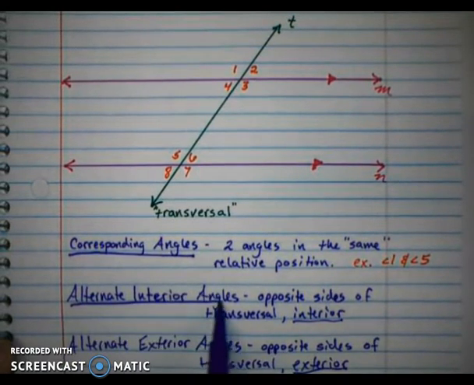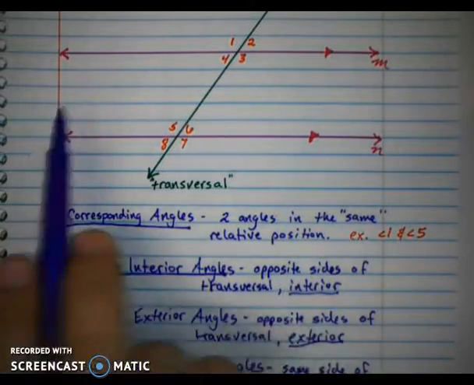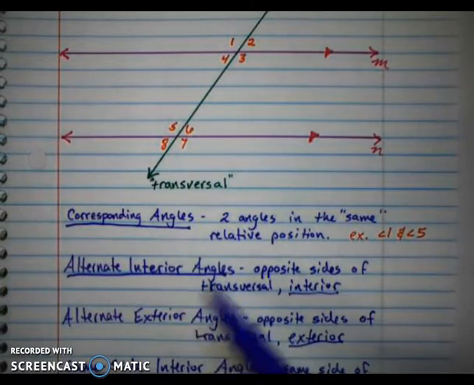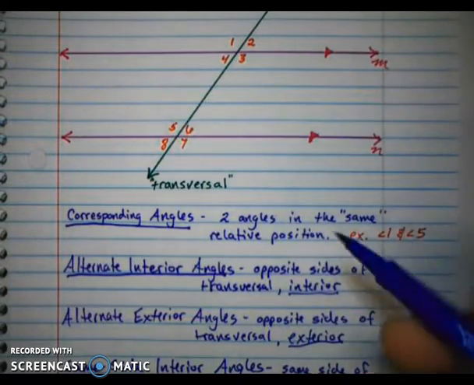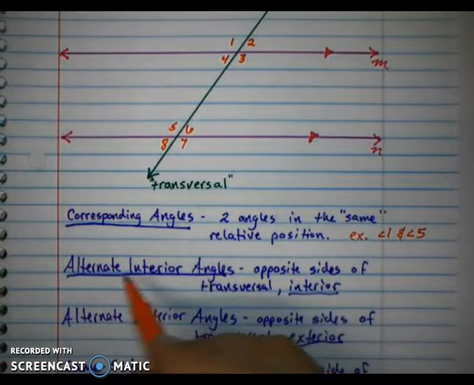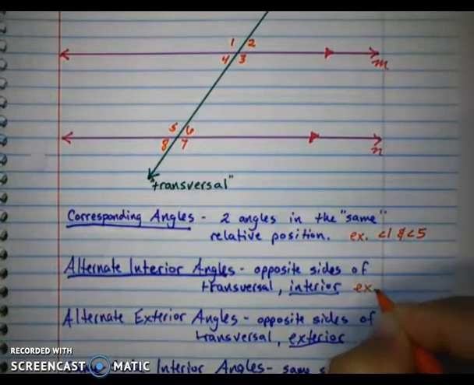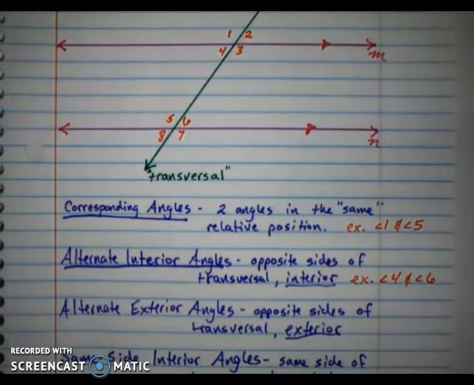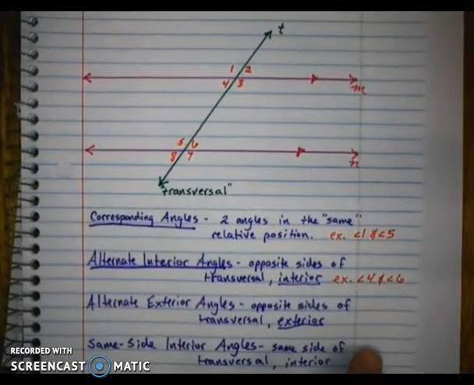Alternate interior angles, we're just going to focus on these key terms. Alternate means the opposite sides of the transversal, so the left and the right here. And interior means between these two parallel lines. Okay, that's what interior means. So our examples of alternate interior angles would be like angles 4 and 6. Okay? I'm going to zoom out a little bit so we can keep an eye on our diagram.